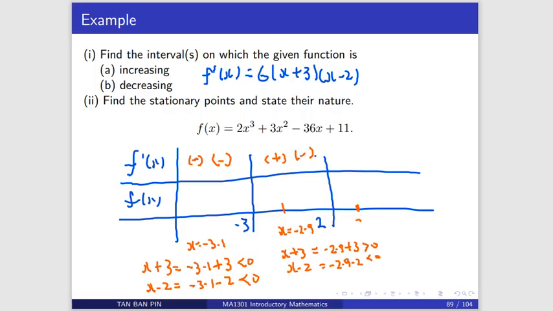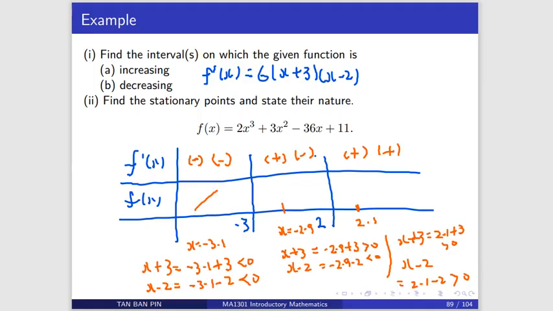Then for this interval, you can choose 2.1. Then you test out x plus 3. X plus 3 is 2.1 plus 3. So it's positive. So x plus 3 is positive. So you put plus sign. Then you write x minus 2. It will be 2.1 minus 2. 2.1 minus 2 is positive. So it's positive sign. So with that, you know that f prime is positive for x less than minus 3.